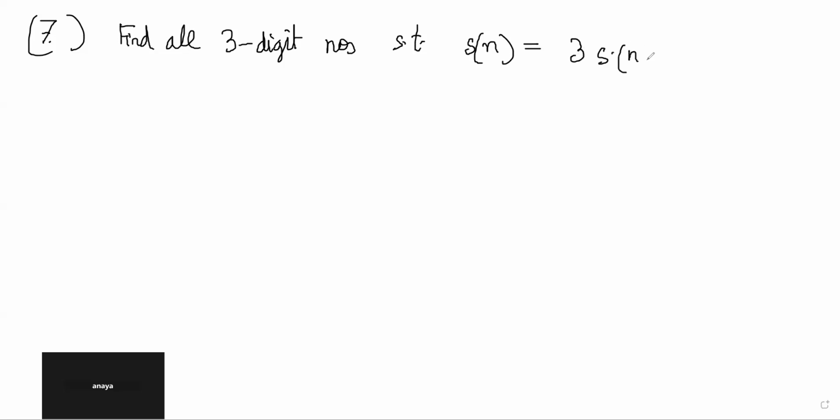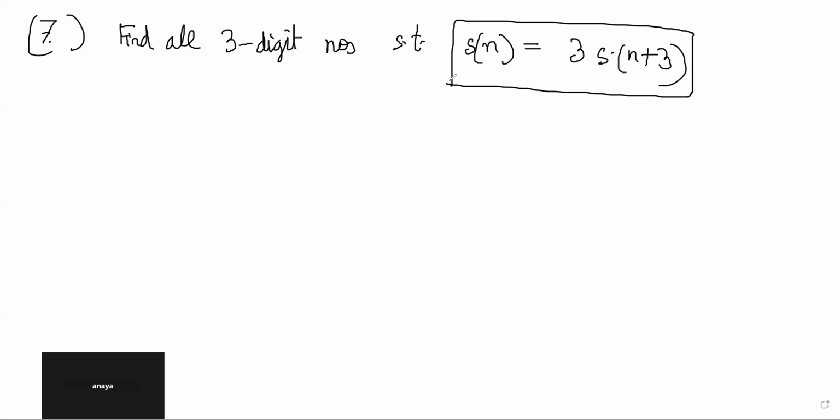Next problem is find all three-digit numbers such that the sum of digits of n is 3 times the sum of digits of n plus 3. Right. Sum of digits of n is equal to 3 times the sum of digits of n plus 3.